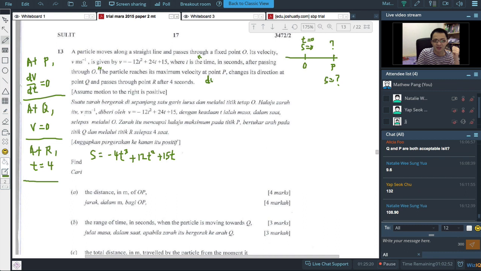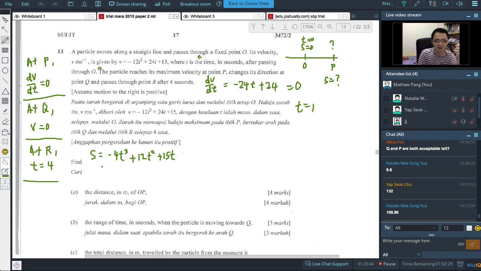I differentiate V. dv/dt equals negative 24t plus 24. So when dv/dt equals 0, t actually equals 1. You just move the 24 to the other side, negative 24 divided by negative 24, you get 1. So I know when time equals 1, then I can find where P is.